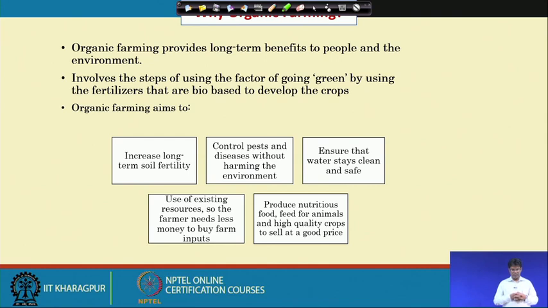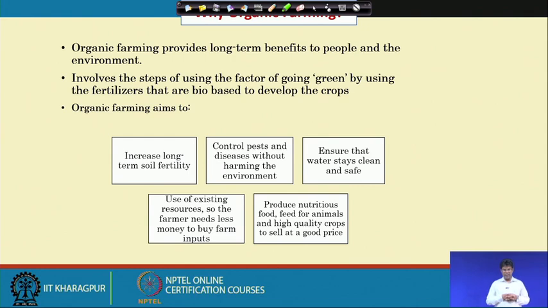In general, organic farming aims to increase long-term soil fertility. As you know, soil fertility decides the growth and development of the crops. So, maintenance of soil fertility on a long-term basis is very essential to have better or increased production in a sustainable environment.